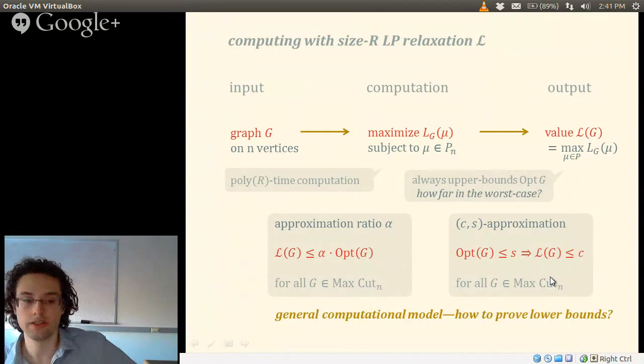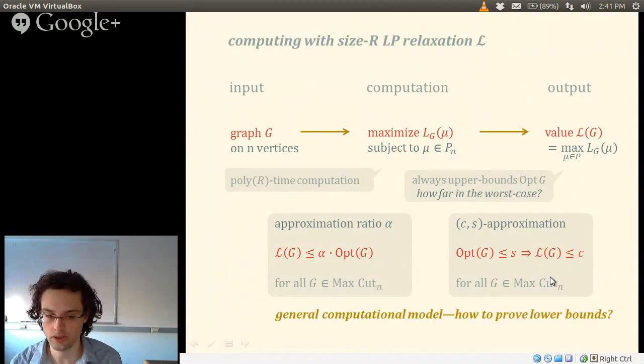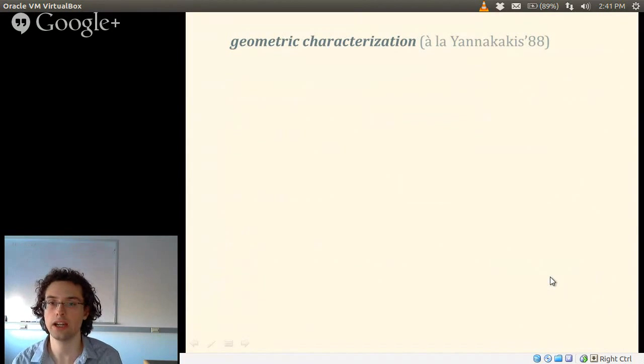Okay, so now this looks like a relatively general model of computation. So what's the strategy for proving lower bounds in this model? And this is where Yannakakis comes in.